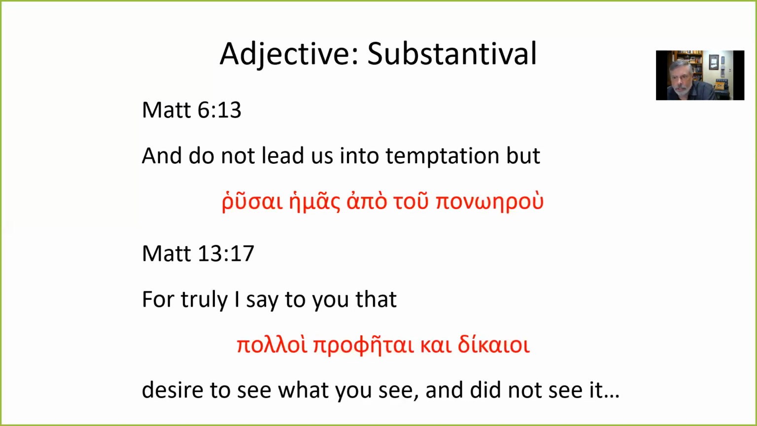For truly I say to you that many prophets and righteous, well, it's not just righteous, but righteous ones desire to see what you see and did not see it. And so righteous is functioning as a substantival. So, next slide. And it can function in the predicate position. The verb can be implied, as in the first one in Matthew 5:9.